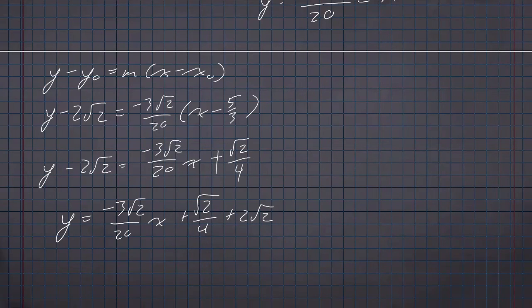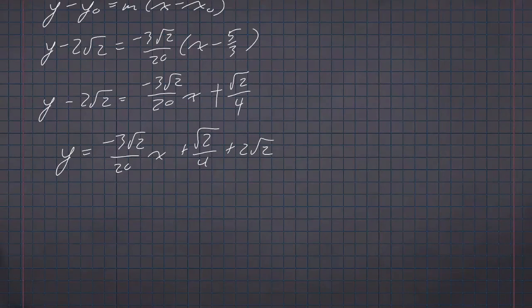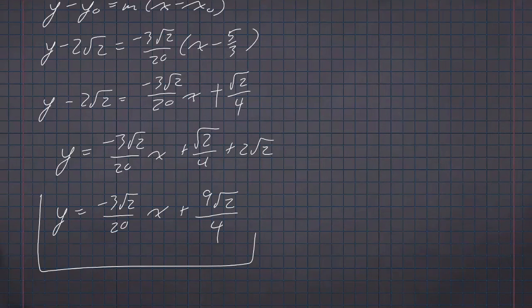And combine some like terms. Right? 2√2 is 8√2 over 4 plus √2 over 4 will give me 9√2 over 4. Y is negative 3√2 over 20 times x plus 9√2 over 4. And with that, we found the equation of a line tangent to an ellipse at a particular point.